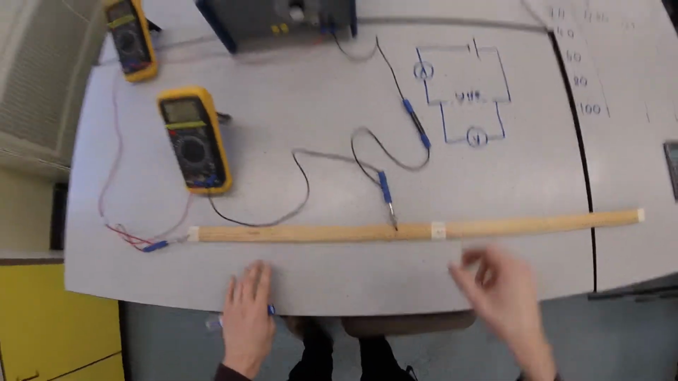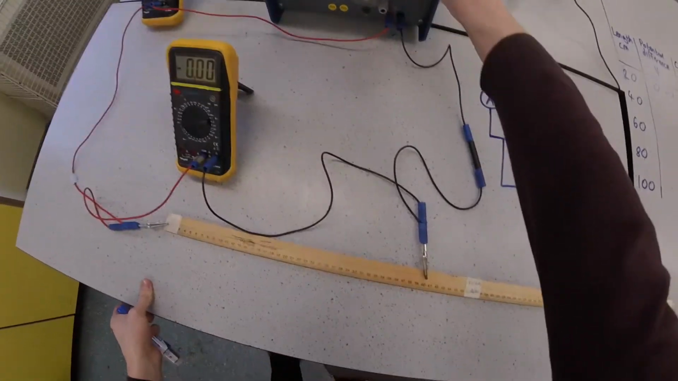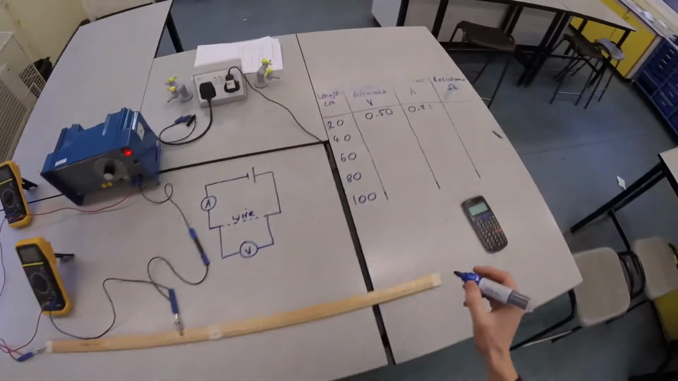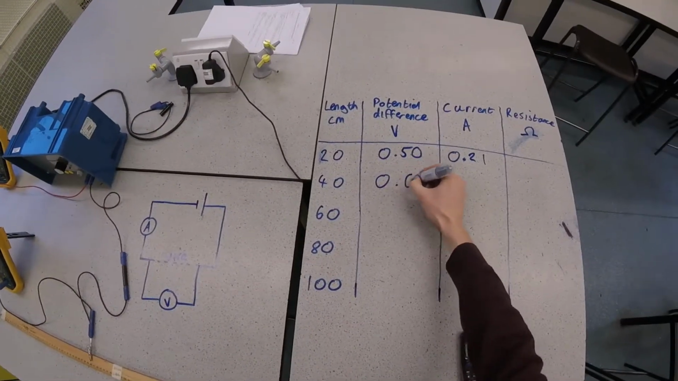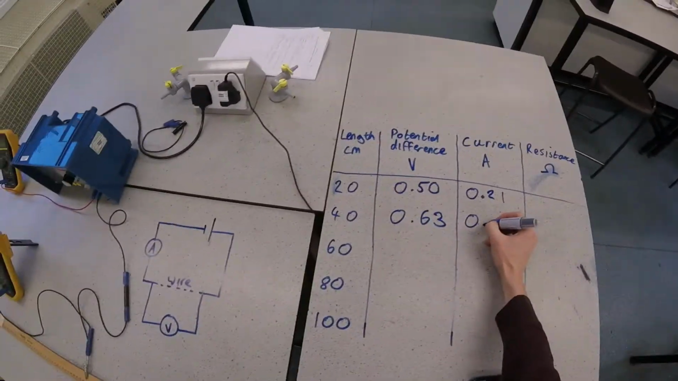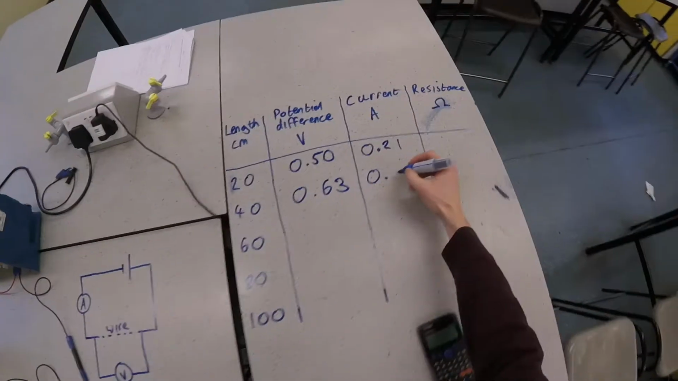Right, I'm just going to move the crocodile clip to the 40 centimeter mark. Now I'm measuring 40 centimeters of wire. Turn on the power supply, and you can see the voltage has changed. So I better put that in the column there. And what else has changed? The current as well.